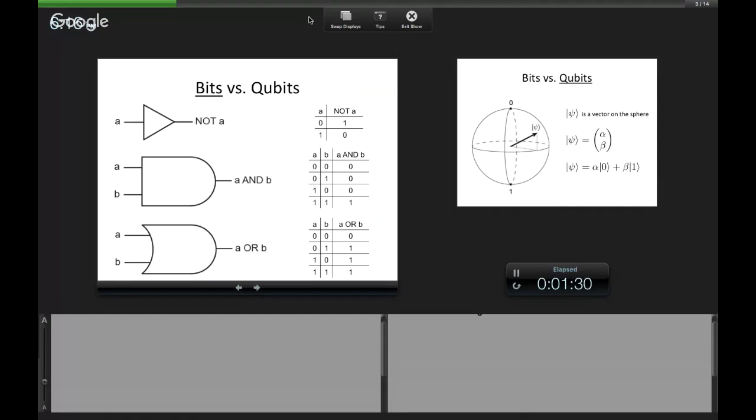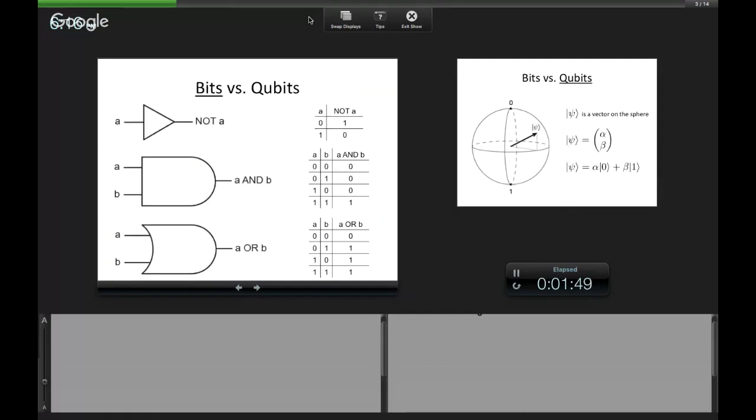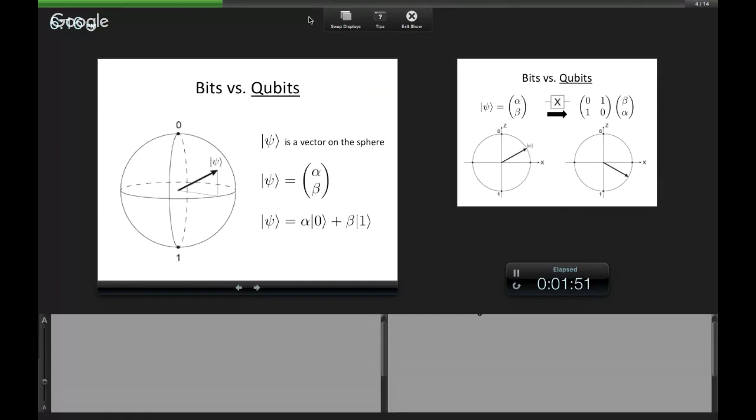So what is a quantum bit then? Well, our Prime Minister said much more complex information. What does he mean by that? Well, here's a possibility of what he means.